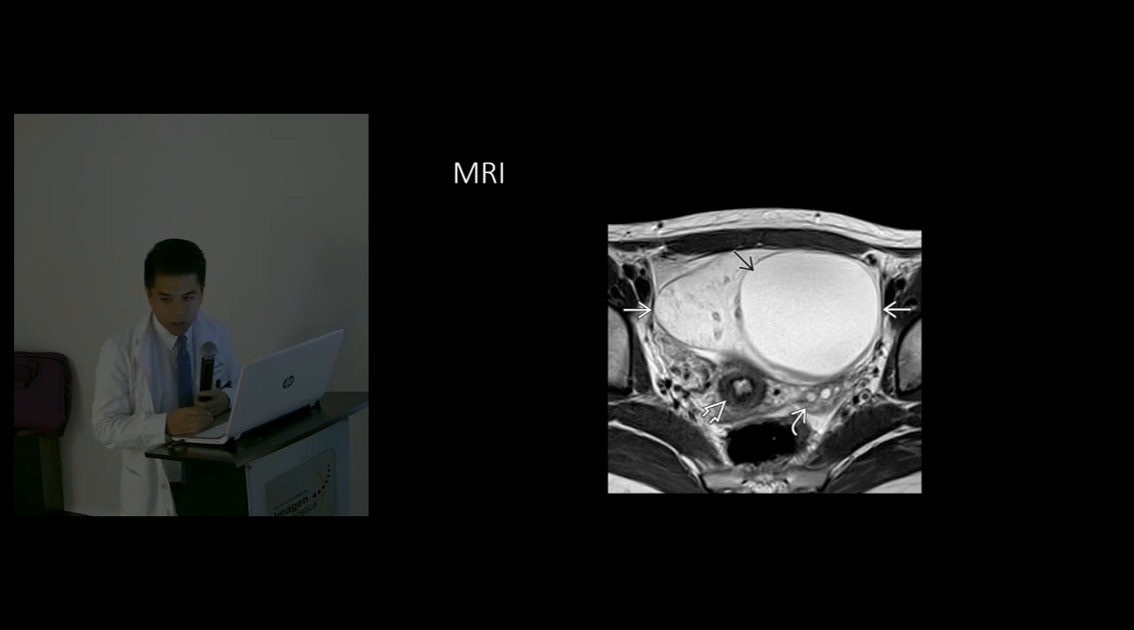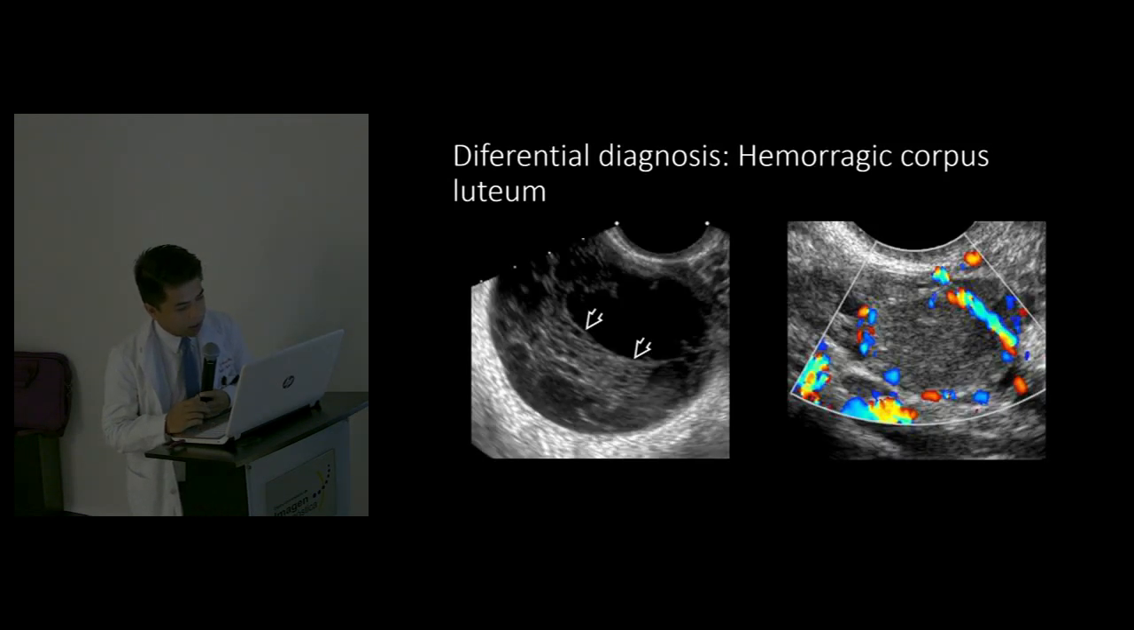In MRI, like the image of the case, we found an ovary that is enlarged, containing a large cyst. This was the case in a patient with a pregnancy. The principal differential diagnosis is hemorrhagic corpus luteum that can be confused with this. But the appearance is different. We can find a fluid-fluid level, diffuse low level echoes, or increased flow around the cyst in color Doppler.